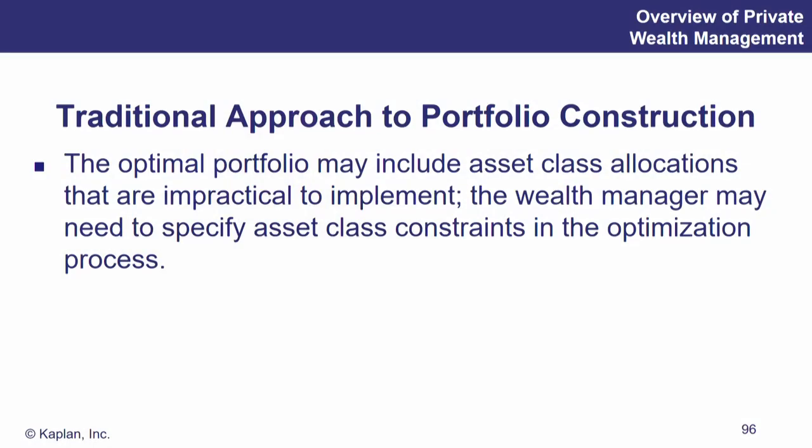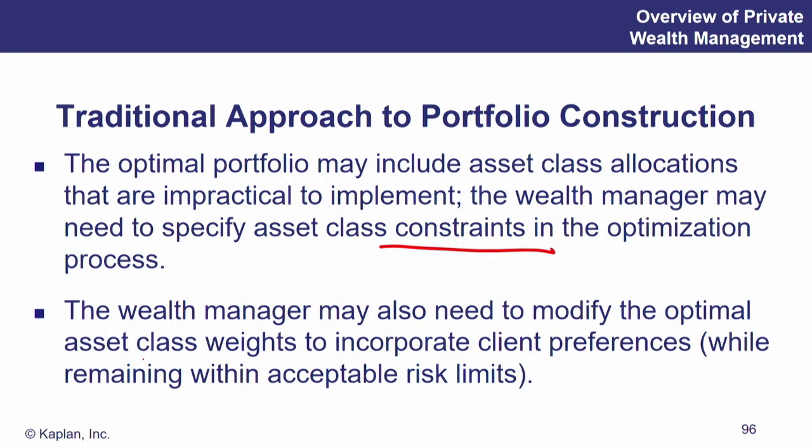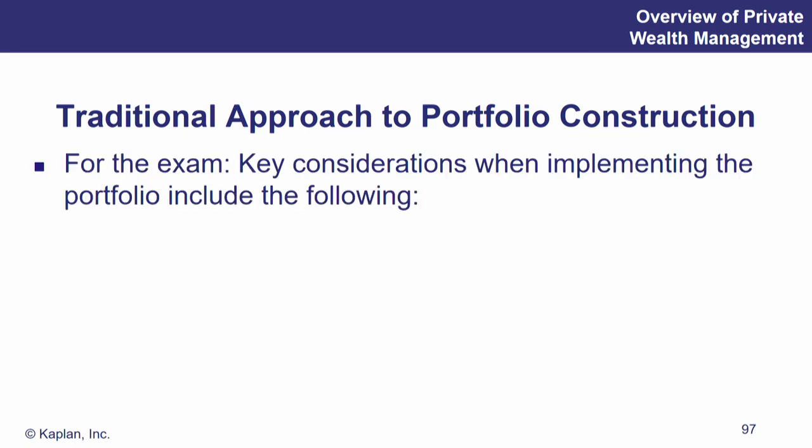Okay, so we may have to specify asset class constraints in its optimization. Maybe we don't allow short selling. Maybe there's certain assets that we can't use. We can deal with that in mean variance optimization. We also may have to change some asset class weights to incorporate client preferences, again, while remaining within acceptable risk limits.